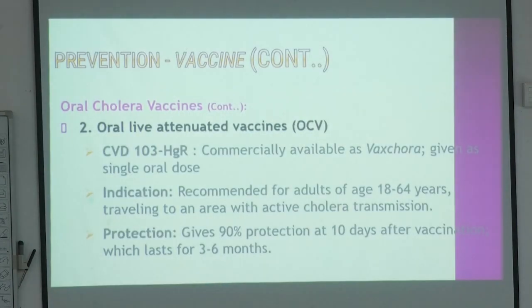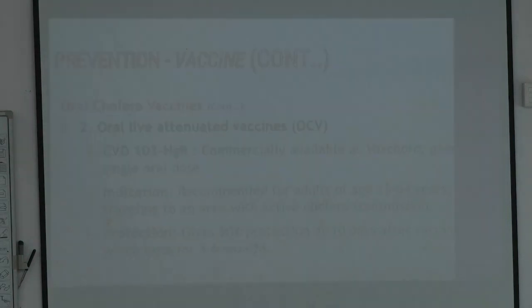Oral cholera vaccine, oral live attenuated vaccine. The earlier one was killed; this is live, commercially available as Vaxchora. Given as a single oral dose. Recommended in adults 18 to 64 years, in areas with active cholera transmission. It gives 90% protection 10 days after vaccination, lasting for 2 to 6 months.